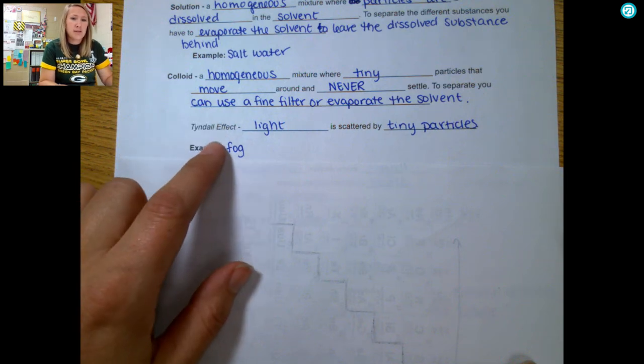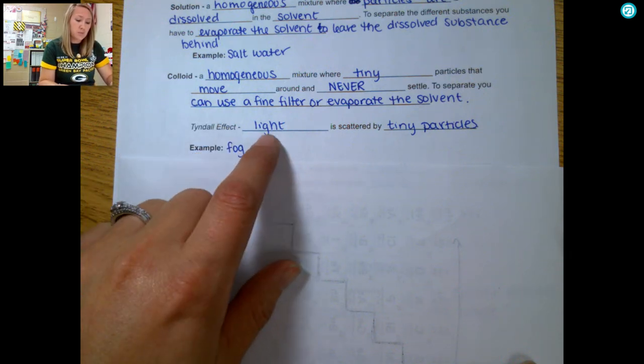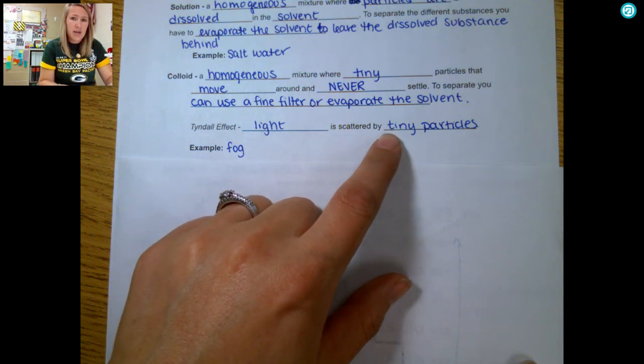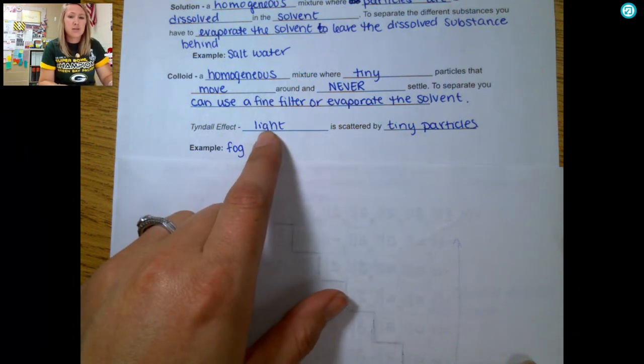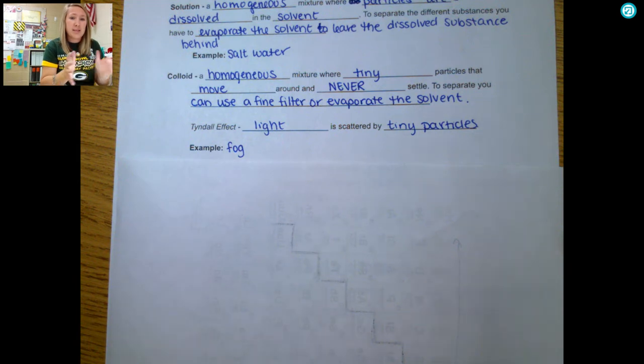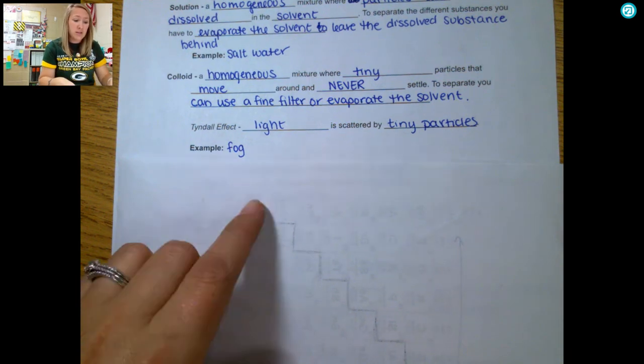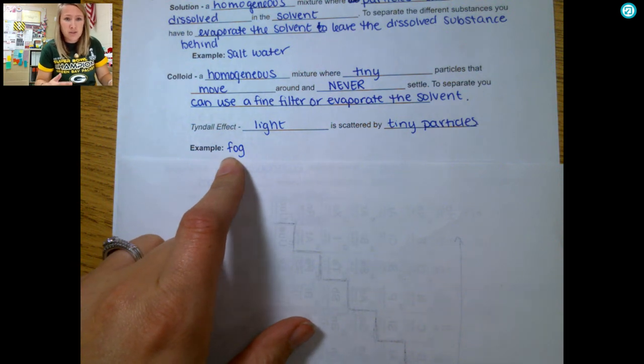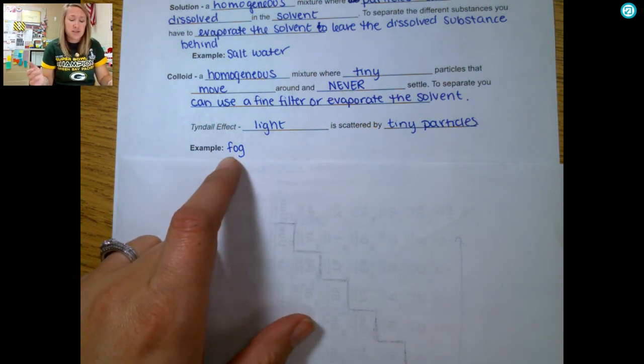All colloids exhibit something called the Tyndall Effect, which is where light is scattered by tiny particles. And that means if I were to shine a light through a colloid, my light would scatter. So an example of a colloid is fog. Most of you are starting driver's ed or have finished driver's ed, right? This is the year that most of you get your driver's license.